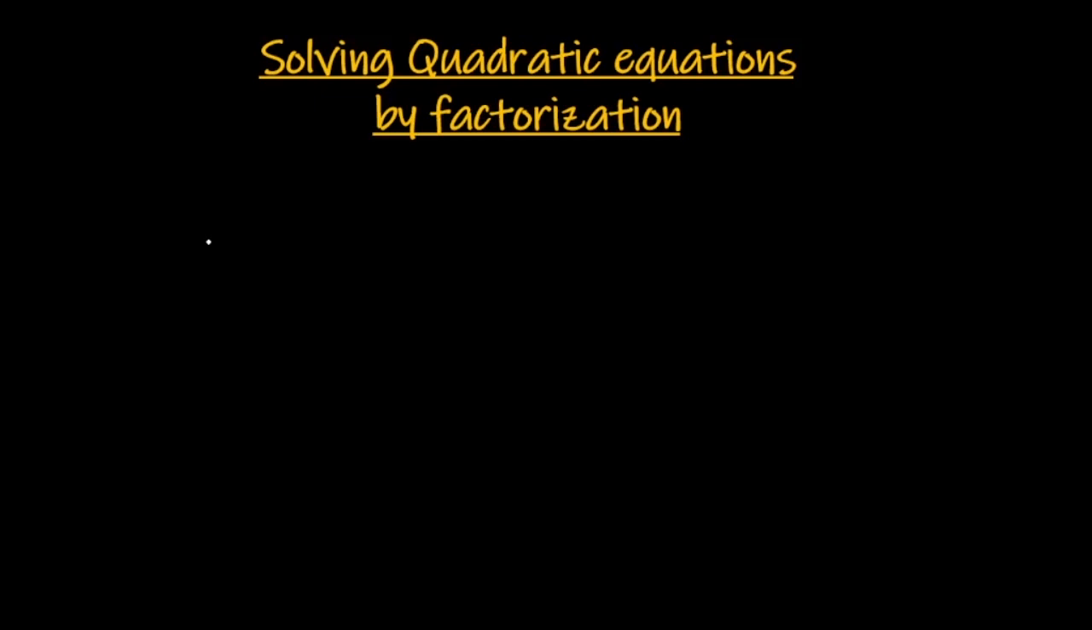In today's video, we want to look at solving quadratic equations by the method of factorization. So let's begin by looking at an example. Assuming we have x squared minus 40x minus 6000 is equal to 0. How do we go about solving this particular quadratic equation to get the roots of this equation?